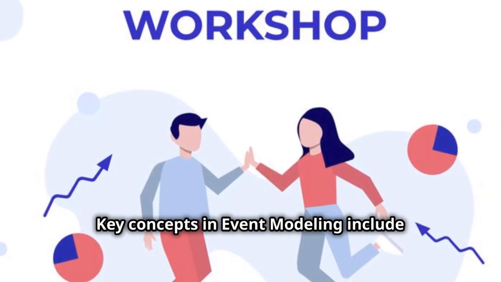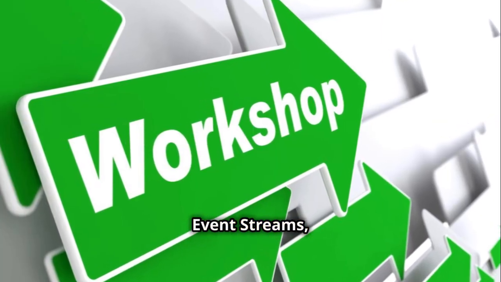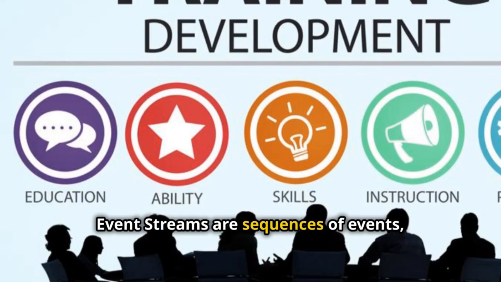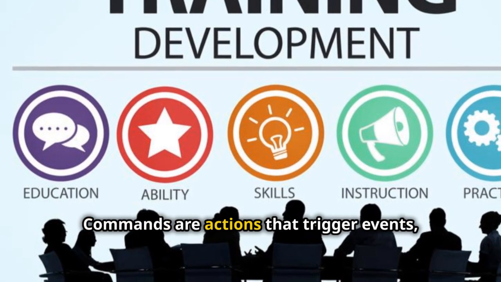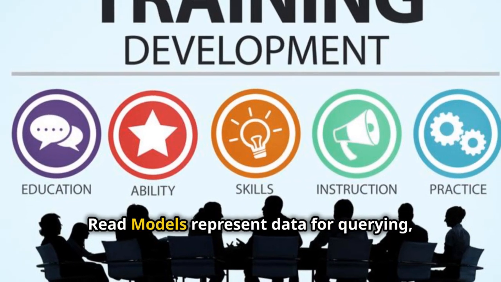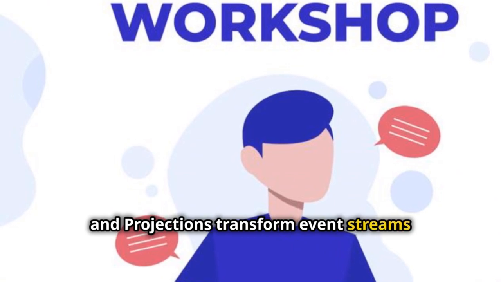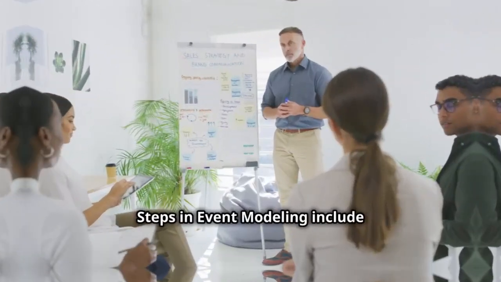Key concepts in event modeling include event streams, commands, read models, and projections. Event streams are sequences of events, commands are actions that trigger events, read models represent data for querying, and projections transform event streams into read models.